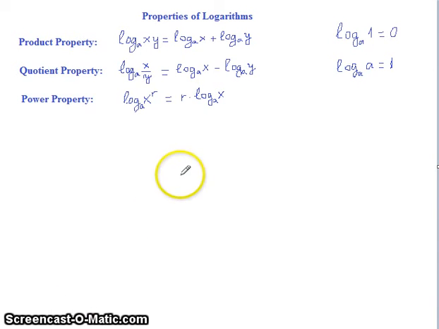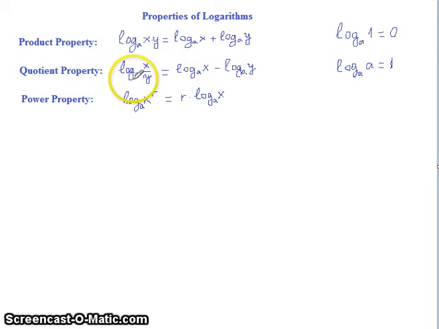In this video, I will show a few examples for applying properties of logarithms. Let's review them. The first is the product property. If we have a logarithm of a product of two factors x and y, it could be expressed as a sum of two logarithms, logarithm base a of the first factor plus logarithm base a of the second factor.